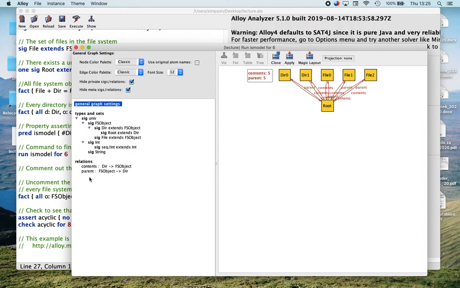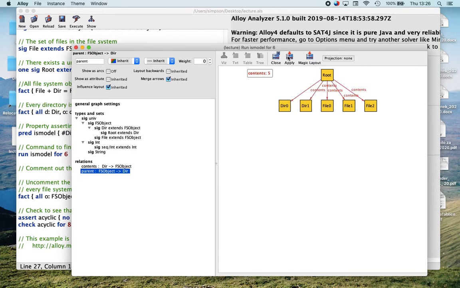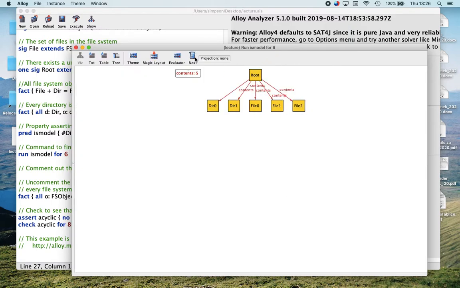Right, so I want to hide the parent relation, I said. So I click on parent, and these are the defaults for how to draw it. So we've got show as arcs. I'm just going to turn that off and apply it. And now we've got the contents relation. It's also nicely turned the tree so that it's upside down, so it's growing down. And this looks like the kind of file system we want to see. Let's close that, and then we can start exploring.